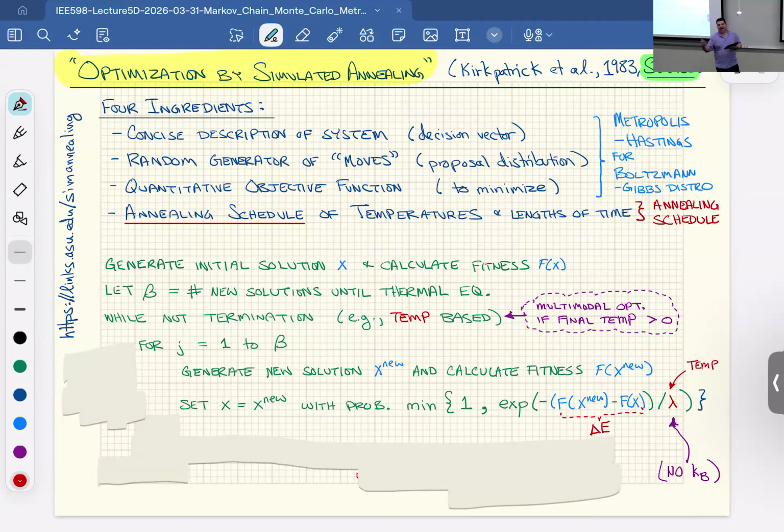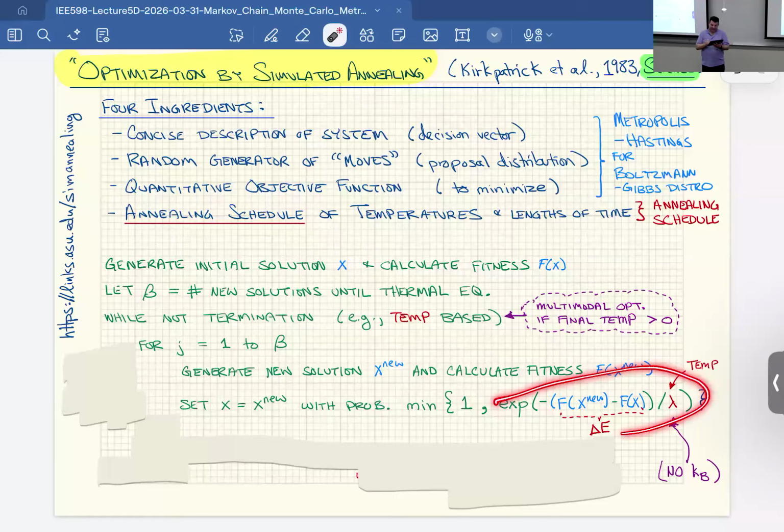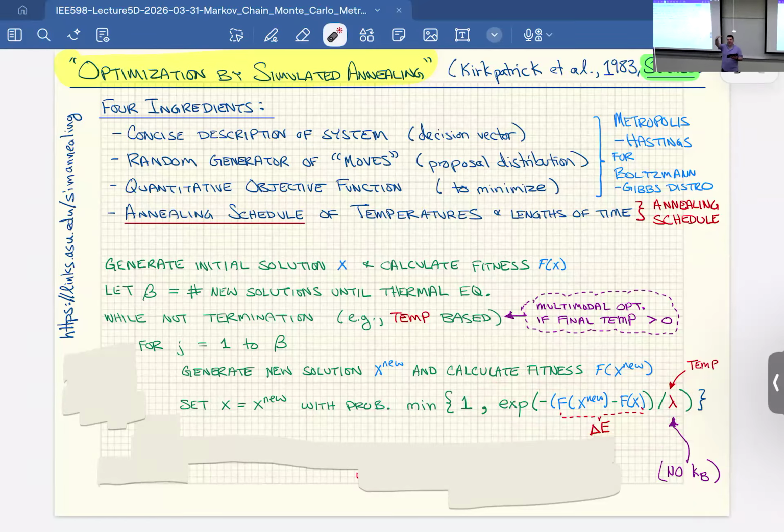We look at whether this new one goes up in energy or down in energy. If it goes down in energy, then this thing is going to be greater than 1, so you'll just take it 100% of the time. But if it goes up in energy, then this thing will be less than 1. And the higher it goes up in energy, the lower this probability will be. The relationship there between energy and probability will be set by our temperature, which I call lambda.